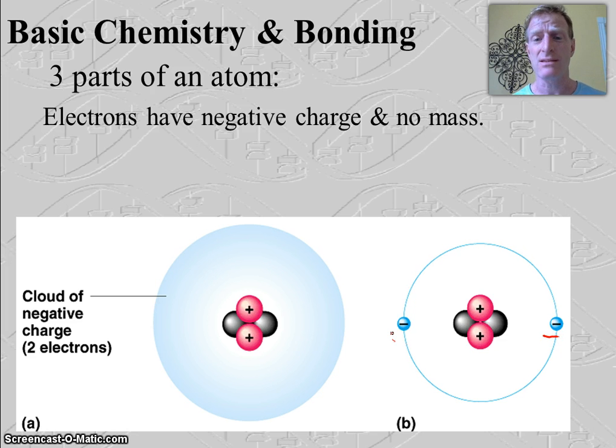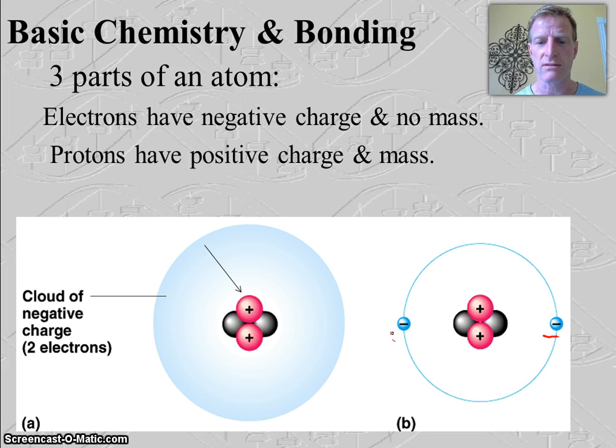Then we go to the inside of the atom, the area called the nucleus. We have two structures in there. First off, these positively charged structures are called protons. They have a mass and they have a charge. That's why the plus is on those. So for example, hydrogen has one proton, one electron. Helium has two protons, two electrons.